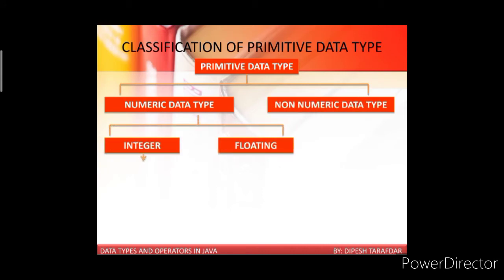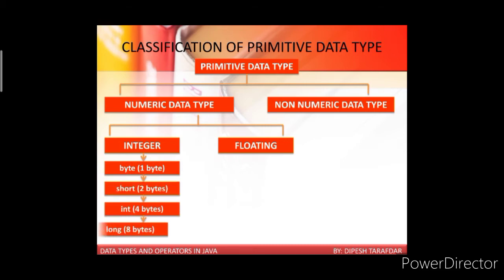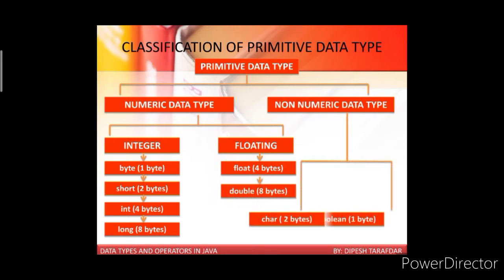Primitive data type, as I have already said, is inbuilt and provided by the compiler. It is classified into two types, numeric and non-numeric. Numeric is for storing numeric values, and non-numeric for non-numeric values like char and boolean. Now the numeric data type is again classified into two. One is called integer and the other one is called floating. Integer data type is used to store non-fractional values, that is values without any fractional part, and floating type includes fractional values with a fractional part.